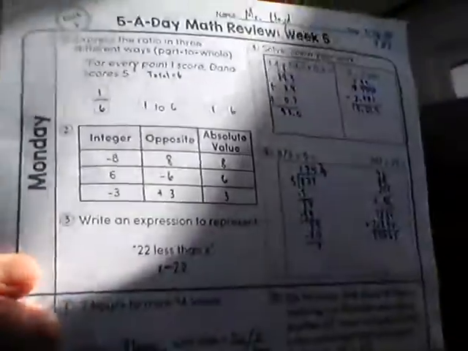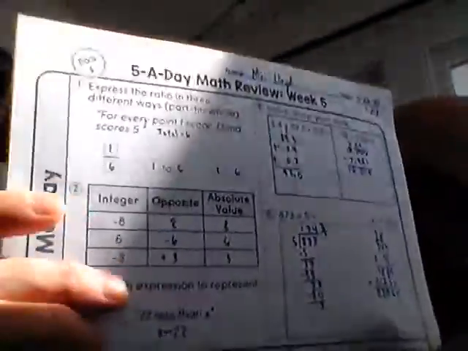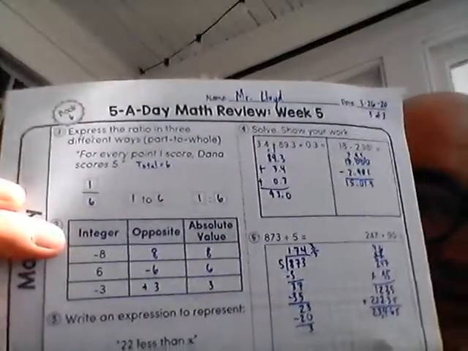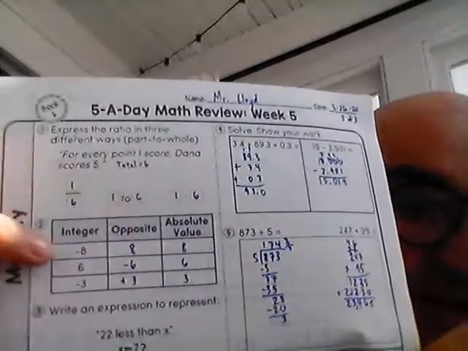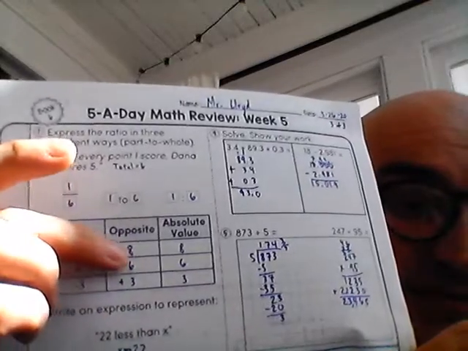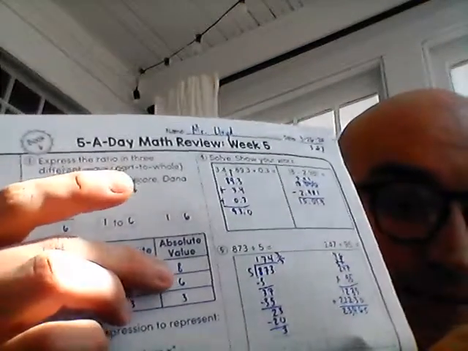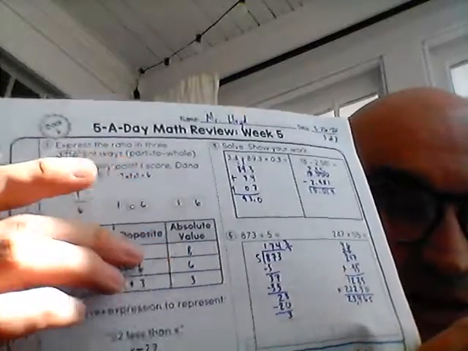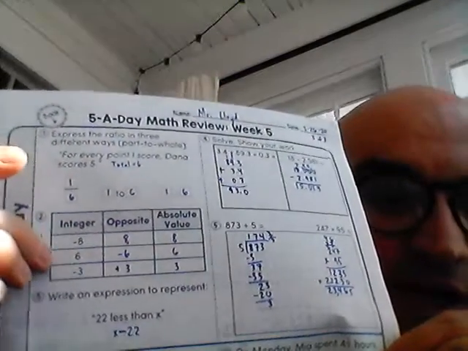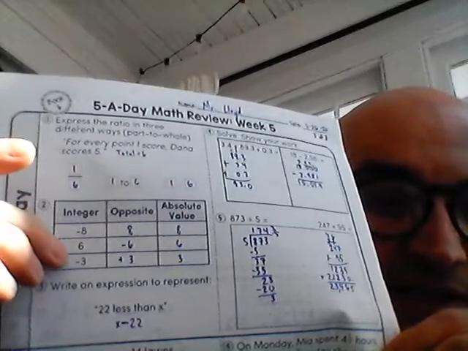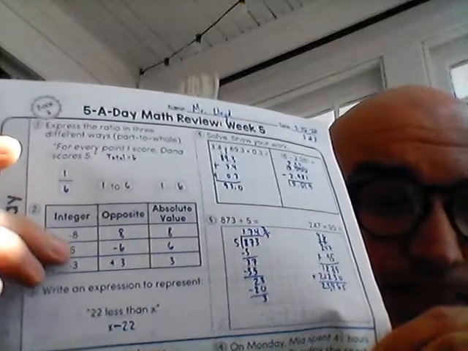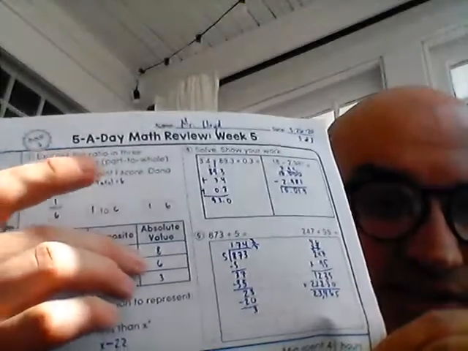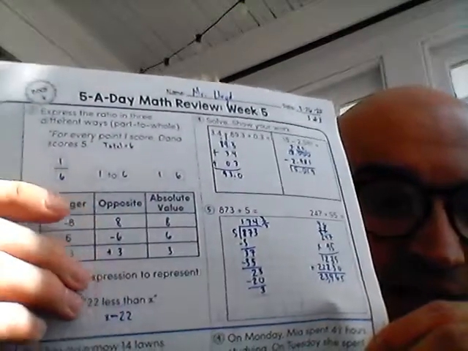Okay, looking there at the table here with our integers. It gives us an integer of -8. The opposite, or the number that's equal distant from 0, is +8, and the absolute value is the distance from 0. Both -8 and +8 have an absolute value of 8. The integer given to us is 6. The opposite is the number on the other side of 0. It's like its mirror image. It's -6, and the absolute value here is 6.